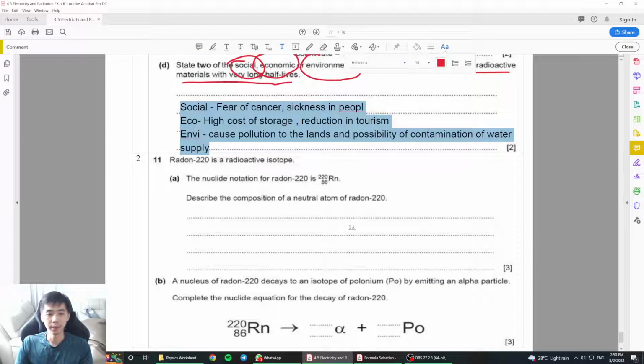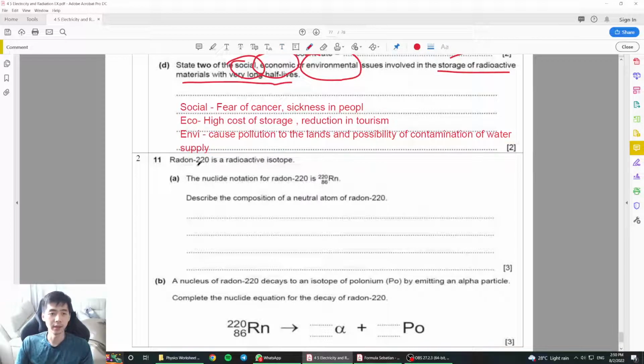Ooh, almost there. Then finally here, radon-220 is a radioactive material. The nuclear notation of radon is this. Describe the composition of a neutral atom. If they're asking about a neutral atom, you're basically supposed to talk about the protons, neutrons, and electrons. In this case, the protons and the electrons are going to be 86. Write it in words, guys, don't write this here. And the neutrons are basically 220 minus 86, which is essentially 134. Write it down in words and you'll get a free 3 marks.